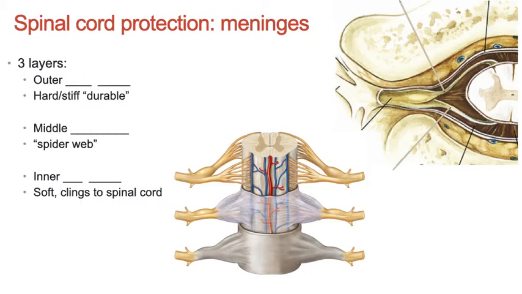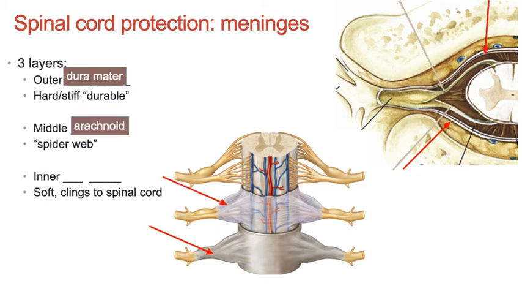Okay, so now we're going to talk about spinal cord protection, which is the last section in this talk. So the spinal meninges are what I'll start with. These are 3 membranes that surround the spinal cord, and they're there to support and protect the spinal cord. The outermost meninge is the dura mater. It is hard and stiff and more durable than the other meninges. And it extends from the foramen magnum all the way to the end of the spinal cord.